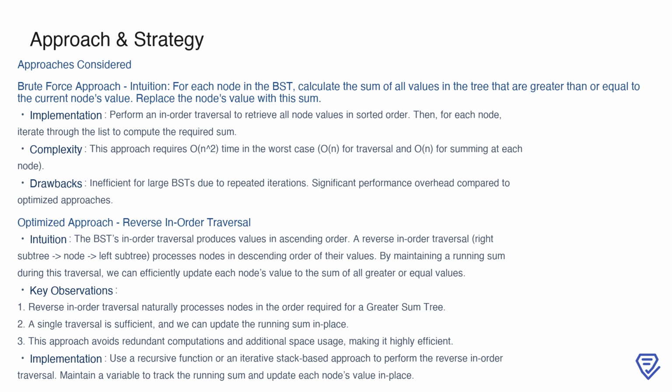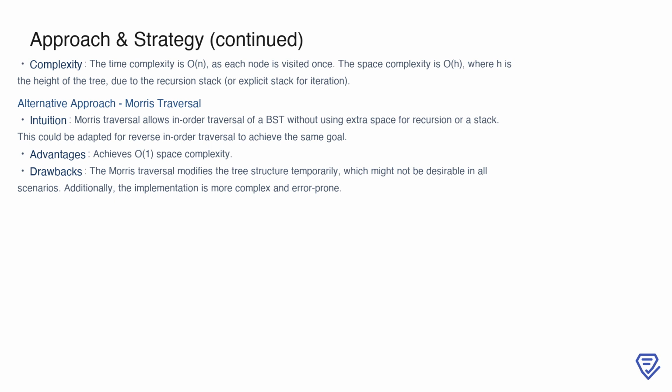The implementation can be done using either recursion or an iterative stack-based approach, where a variable tracks the running sum and updates each node's value in place. This makes it highly efficient in both time and space. The time complexity of the reverse-in-order traversal approach is O(n), as each node is visited exactly once. The space complexity is O(h), where h is the height of the tree, which accounts for the recursion stack or the explicit stack used during iteration.